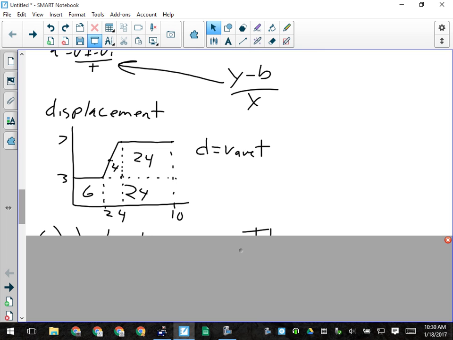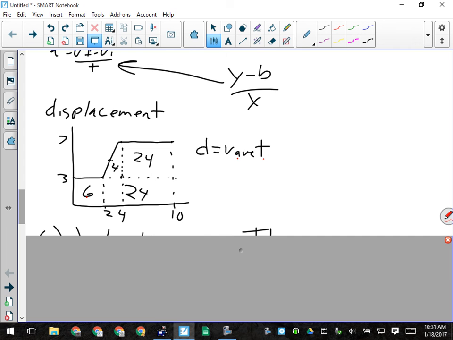All right, so on this graph here, if I had a line that looks like this, so it goes over, then it goes up, and then it goes over, I would calculate displacement by taking the average velocity for each part and multiplying it by the time. So for this first part, the average velocity is 3 because it travels at a constant velocity of 3 meters per second for 2 seconds. So 3 times 2 is 6. Everyone follow what I did there?